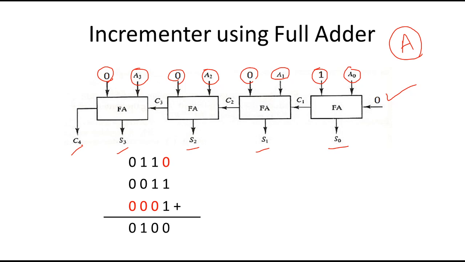For example, at the start our Cin is 0, so we just colored it red here. So 1 plus 1 is equal to 0 with carry 1. So 0 is here. 1 plus 1 plus 0 is equal to 0 with 1 carry again. So 1 plus 0 is 1 with carry 0, and then 0 plus 0 is equal to 0. So if we add 1, we get an increment.